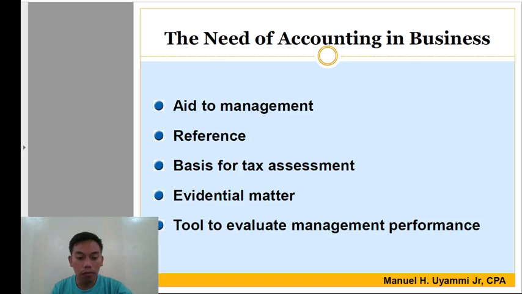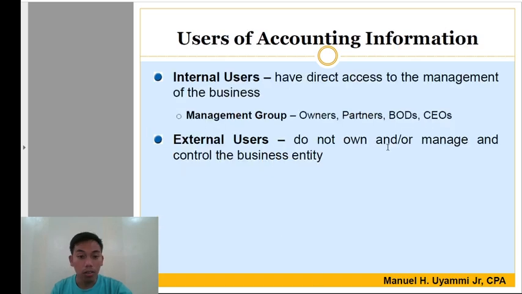And also, users of accounting information. Nabanggit kanina na ang accounting ginagamit po in making economic decisions. So we have two groups of economic users. We have the internal and external users. Isa lang ang bumubuo sa internal users. Kasi ang internal users, they have direct access to the management of the business. So sila ang nagmamanage ng business natin and they have influence over the management of our business.